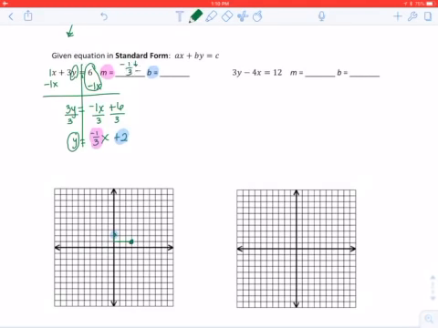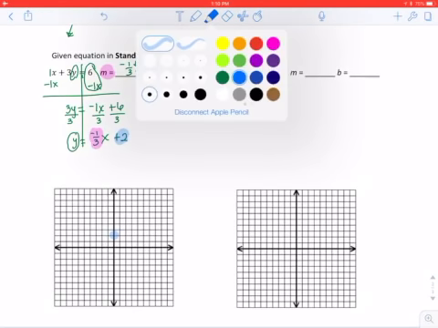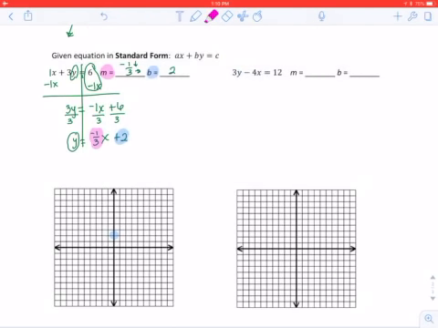So negative 1/3 is the slope. That means we're going to go down 1 and right 3. Positive 2 is the y-intercept, and that's where I'm going to begin. So on the graph, we begin at 2 on the y-axis. And then like we said, we're going to use our slope to go down 1 and over 3. Down 1, over 3.